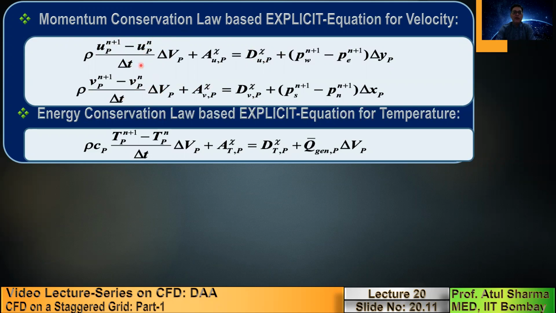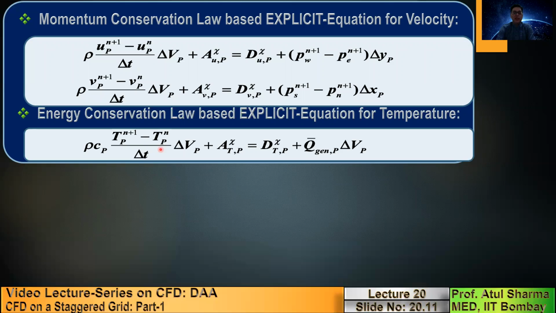So you can see that for velocity we have an explicit law, the momentum conservation law. We have an explicit algebraic equation as shown here for velocity. For the temperature, we have an explicit law, that is the energy conservation law, and we have an explicit algebraic equation presented here for temperature. But we do not have any law which talks about the rate of change of pressure. And since we don't have any such law, we are not able to formulate the algebraic equation for pressure.